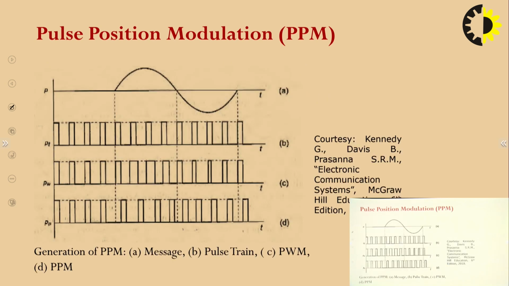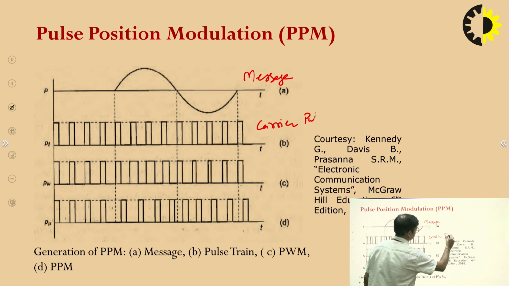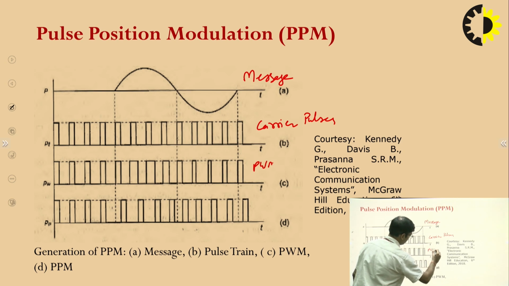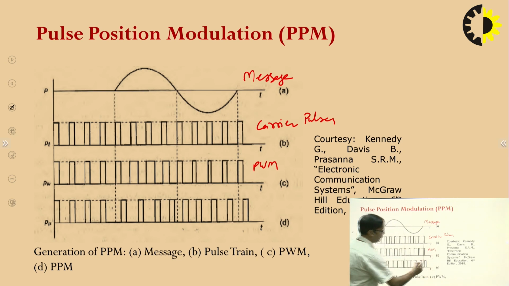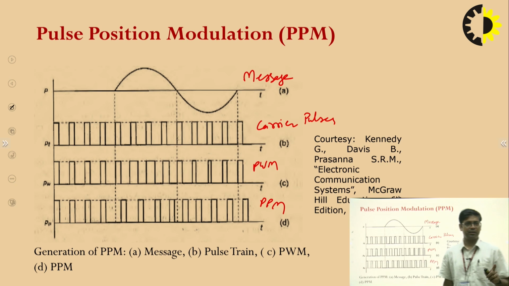in the next figure. Here we can see this is our message signal, then we have carrier pulses, then we have a pulse width modulation PWM, and from PWM we have derived the PPM. Please note that in case of PPM, the amplitude and the width remain constant for all the pulses, as is visible in the figure. The only difference will be in their position.